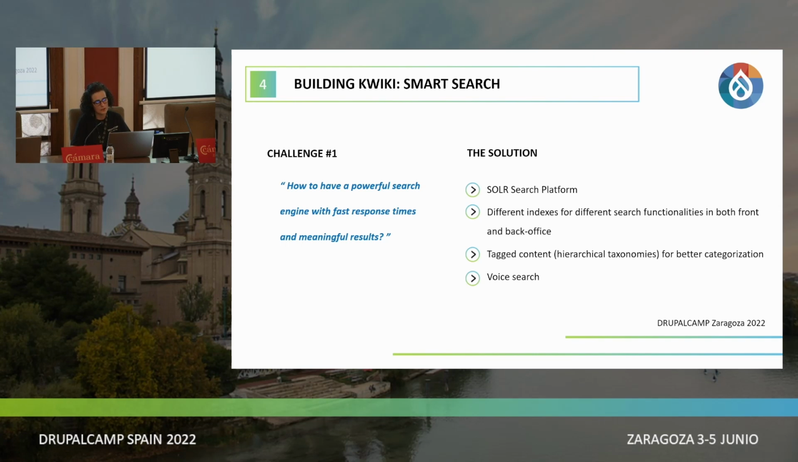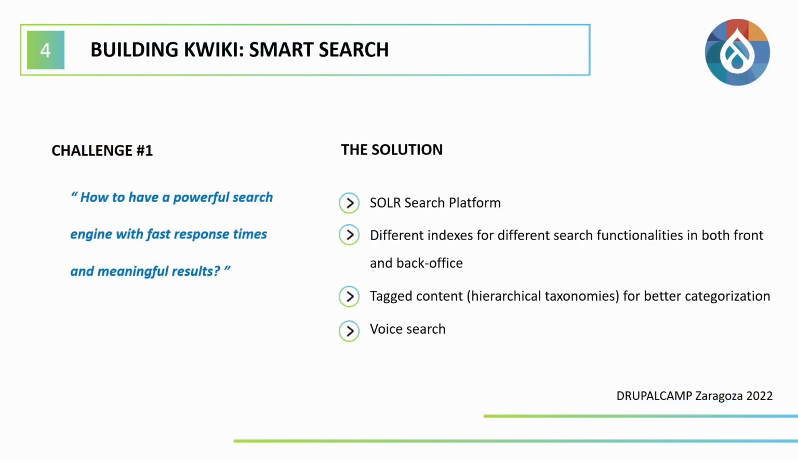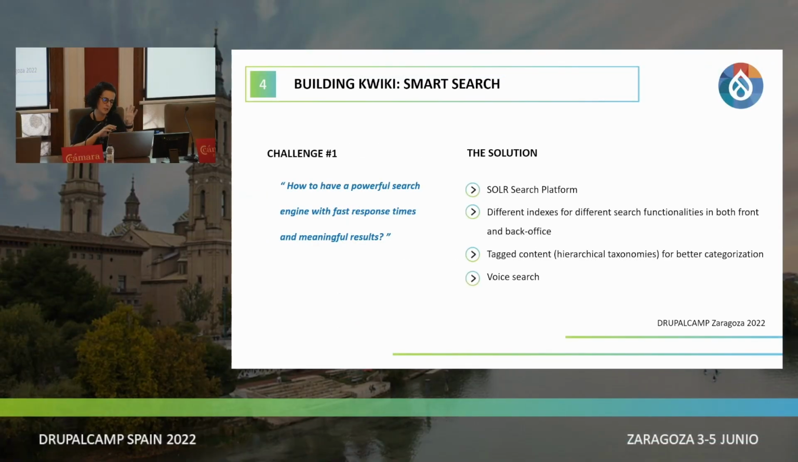Well, the solution was a Solr search platform, and we have different indexes for different search functionalities in both front and back office. So maybe we have different weights attributed to different fields, like you can imagine title or keywords or whatever. Maybe in some parts of the platform the title is more relevant, and in other parts maybe it's the tag. So we address that by having different indexes. We also have tagged content using hierarchical taxonomies for better categorization.